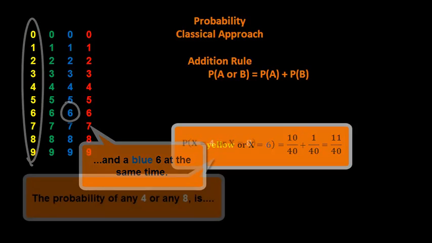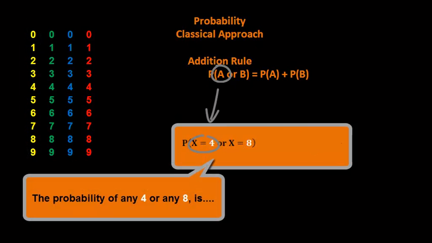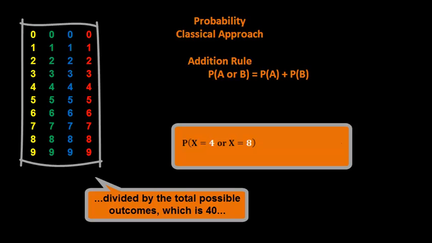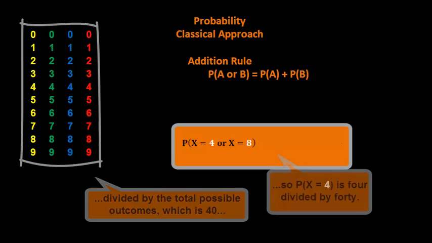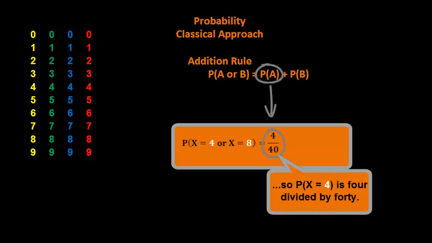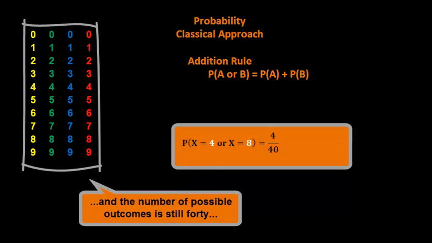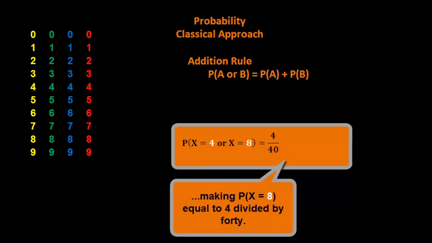The probability of x equals any 4 or x equals any 8 is the number of ways a 4 can occur, which is 4, divided by the total possible outcomes, which is 40. So the probability of x equals any 4 is 4 divided by 40. The number of ways any 8 can occur is also 4, and the number of possible outcomes is still 40, making the probability of x equals any 8 equal to 4 divided by 40.